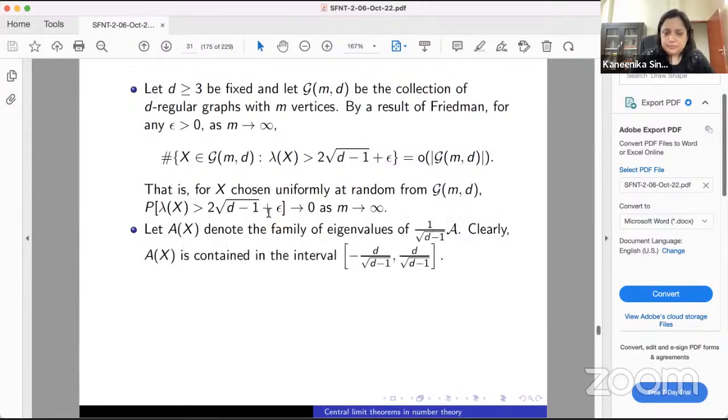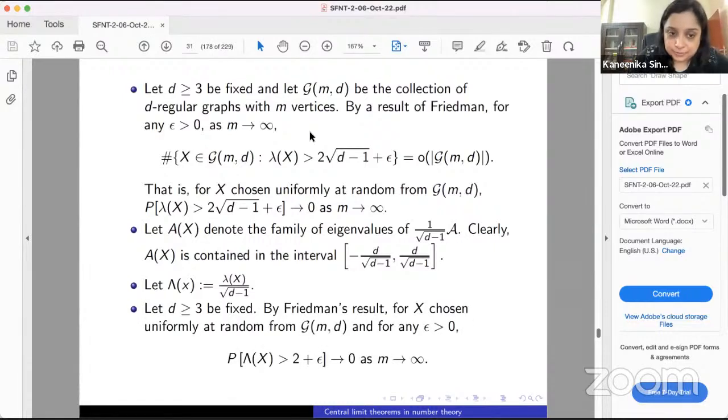Now, just as we normalized the Hecke operators, we can normalize the family of eigenvalues of the adjacency matrix. With respect to this normalized adjacency matrix, the probability of a non-trivial eigenvalue going beyond minus 2 to 2 goes to 0 as the size of your graphs grows. So the probability that lambda of X is greater than 2 plus epsilon goes to 0.